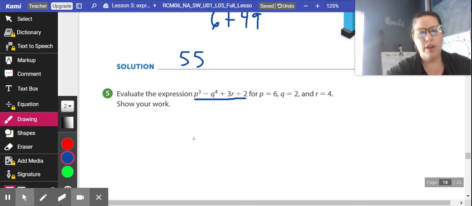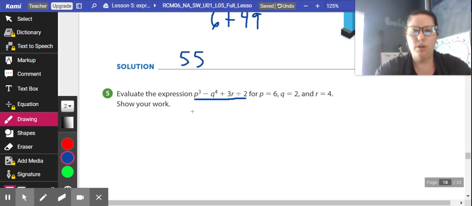Let me go ahead and set you up for this. I'm going to put 6 cubed minus 2 to the 4th power plus 3. And I'm going to put my R in parentheses because I'm now changing R to the number 4. And then divide by 2.